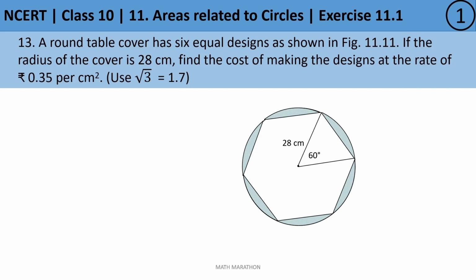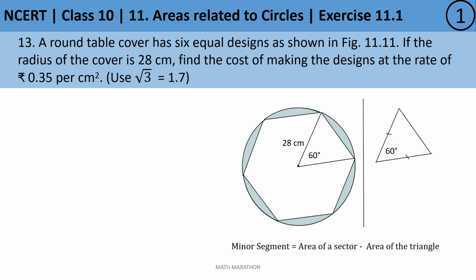A round table cover has 6 equal designs as shown in picture. If the radius of the cover is 28 cm, find the cost of making the designs at the rate of 0.35 rupees per centimeter square. Use square root of 3 is equal to 1.7. Minor segment is equal to area of minor sector minus area of a triangle.